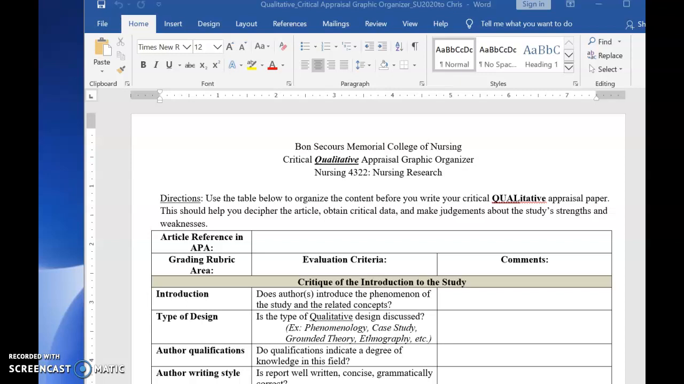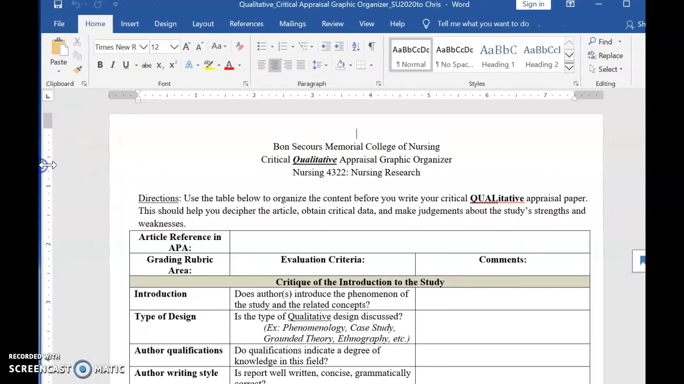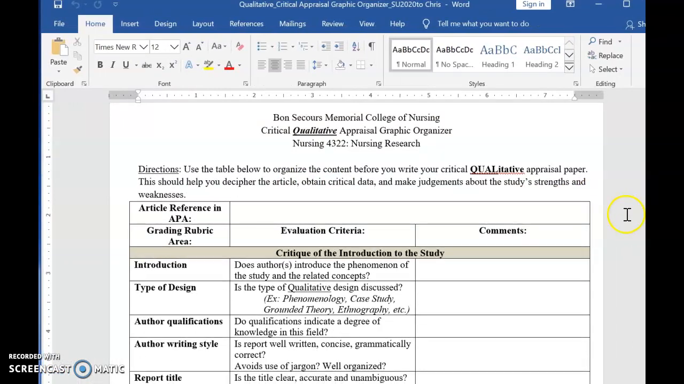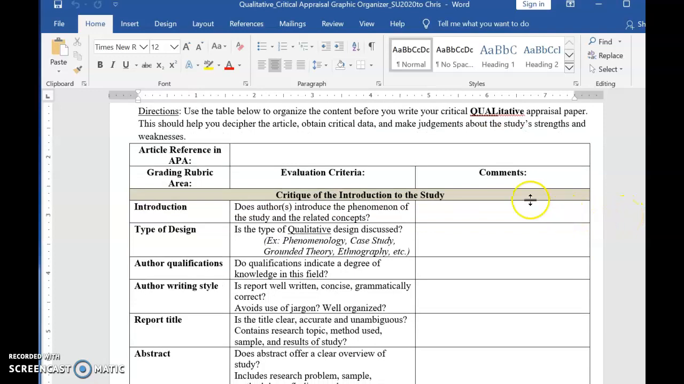As we go through this graphic organizer, this is mostly a checklist, and these items came from your textbook readings and also your article readings for the step-by-step techniques to critique an article. So the first one that we're going to look at here today is the qualitative critical graphic organizer. You'll have that with you as you're working along with me, and you want to just put your article citation up here in this part.